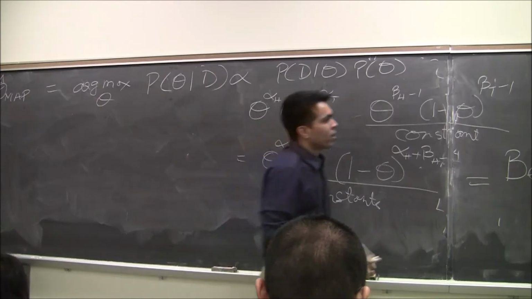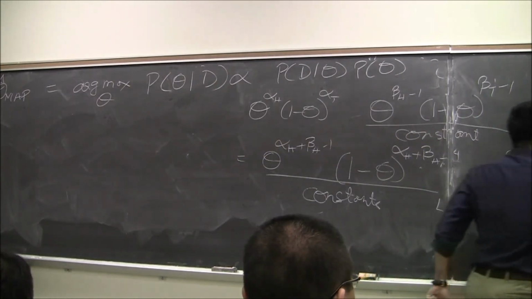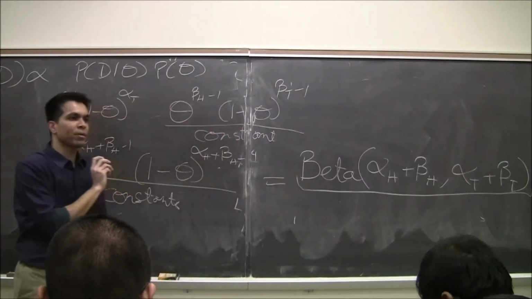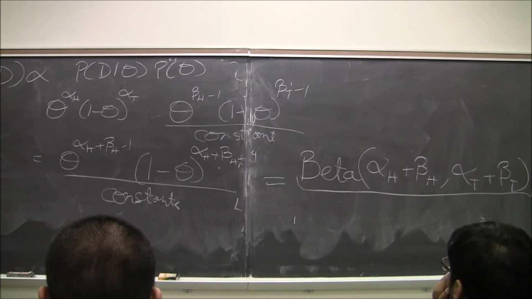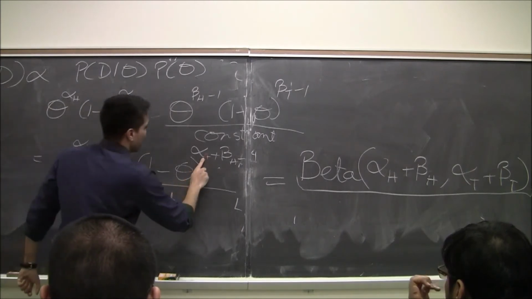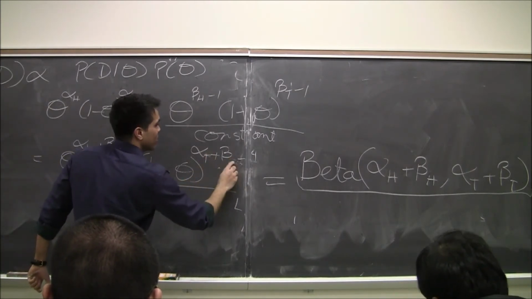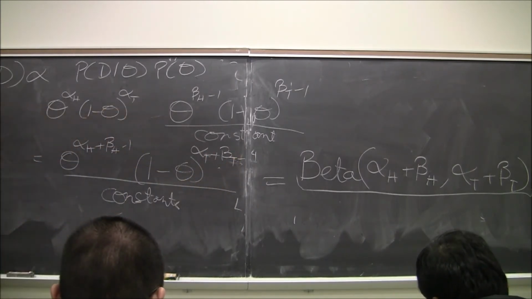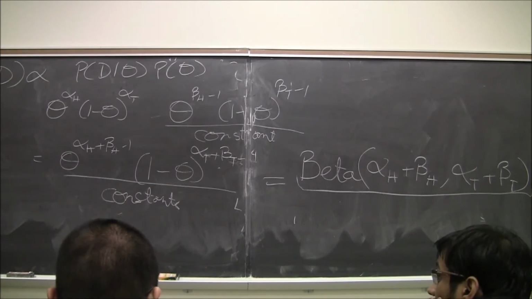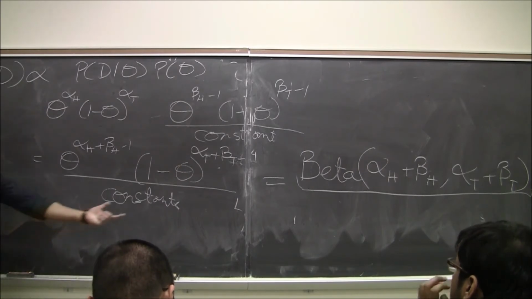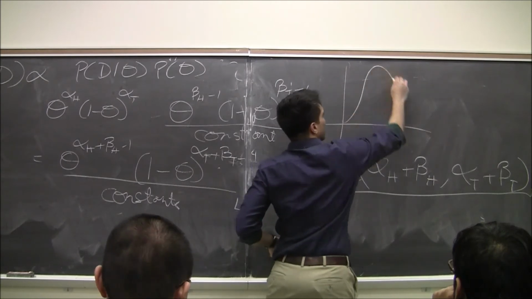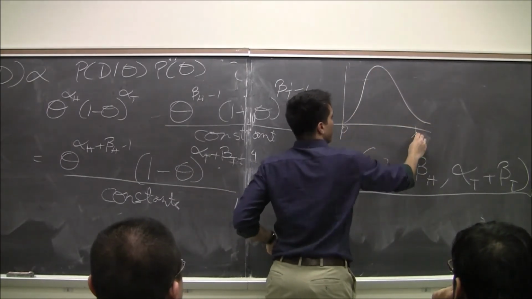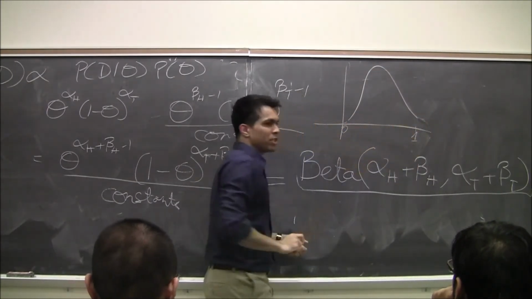So this is actually one of the reasons why we worked with this distribution, because the posterior ended up being something nice. The exponents here would be alpha tails plus beta tails, minus 1. Yes, thank you. And the nice part about this is that this is again some function between 0 and 1. This is a beta distribution.